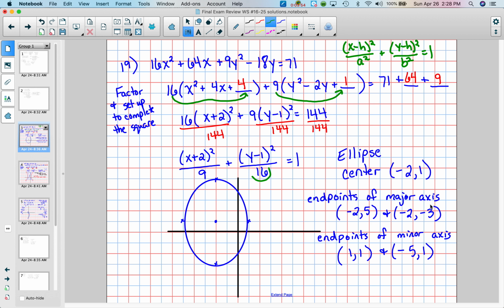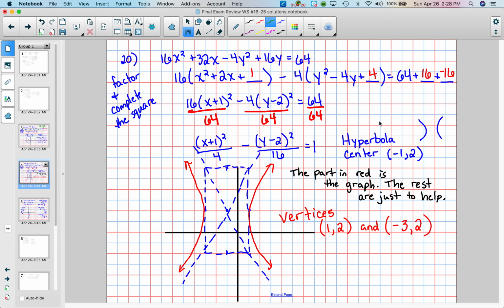The endpoints of the major axis, the longer one, would be negative 2, 5 and negative 2, negative 3. The minor axis would be the shorter, and the endpoints of the minor axis are 1, 1 and negative 5, 1. So that would be all the things you would need. You don't need to have all the foci and all the additional parts, so it's fine if you just have this.